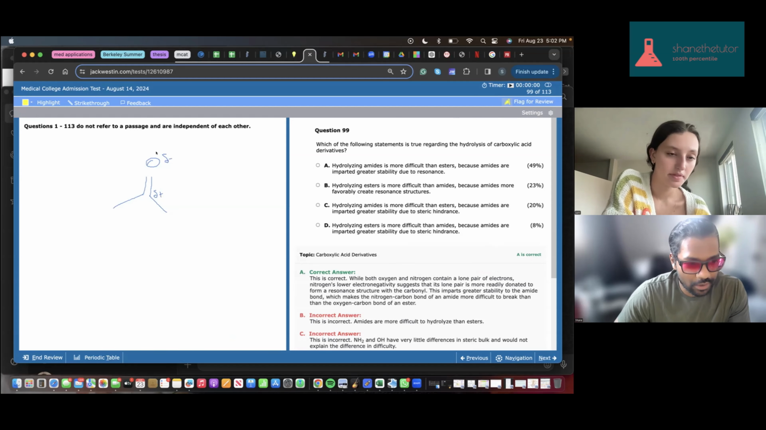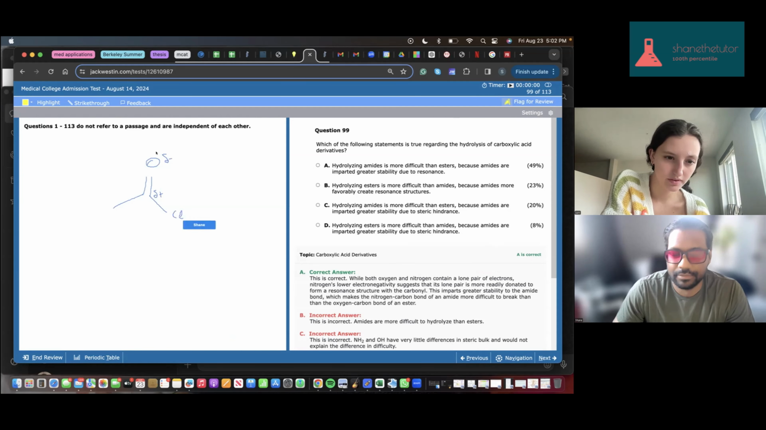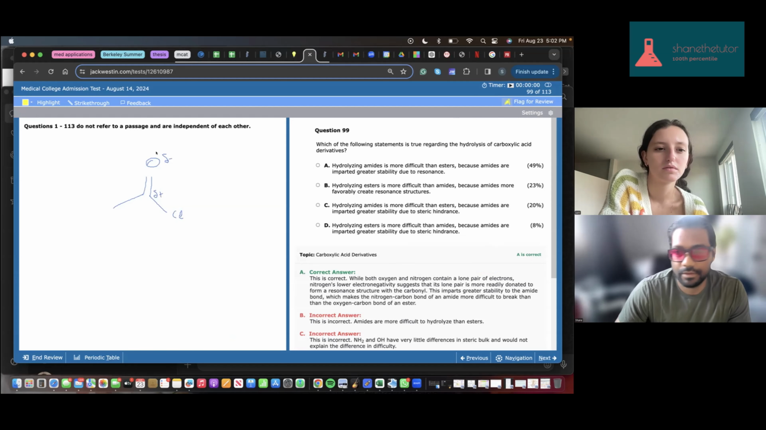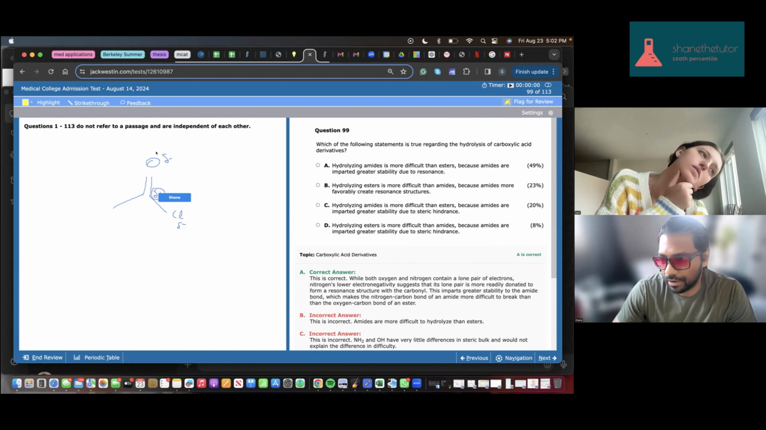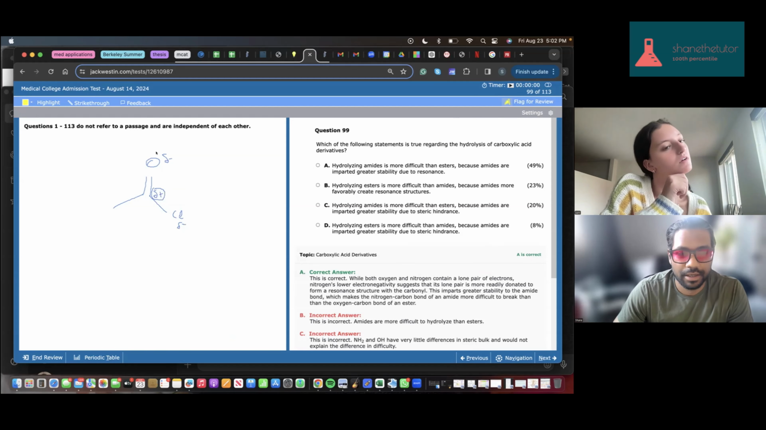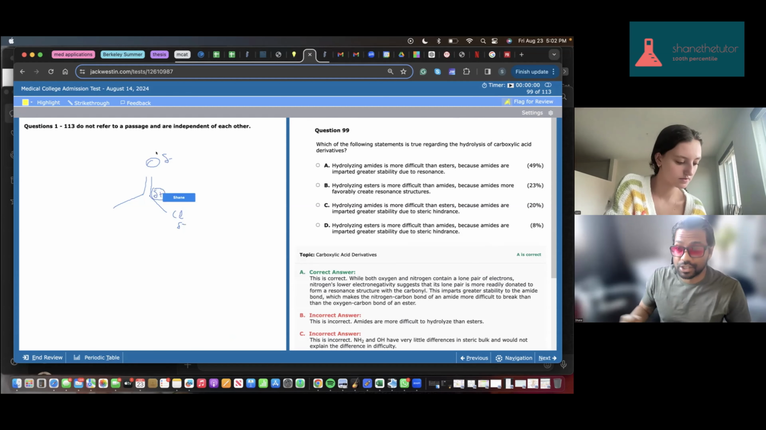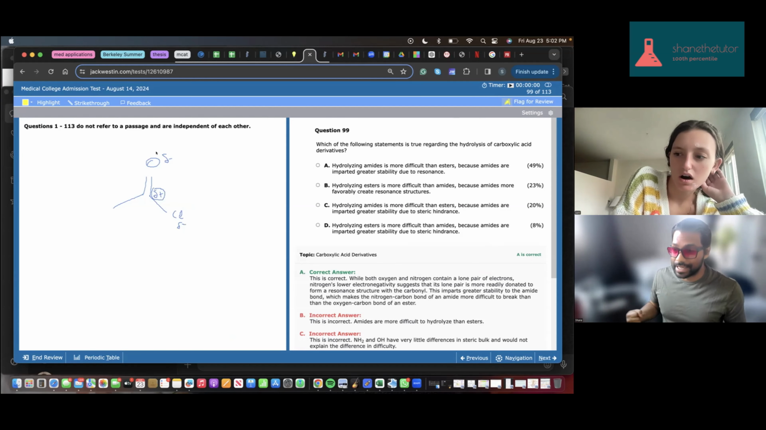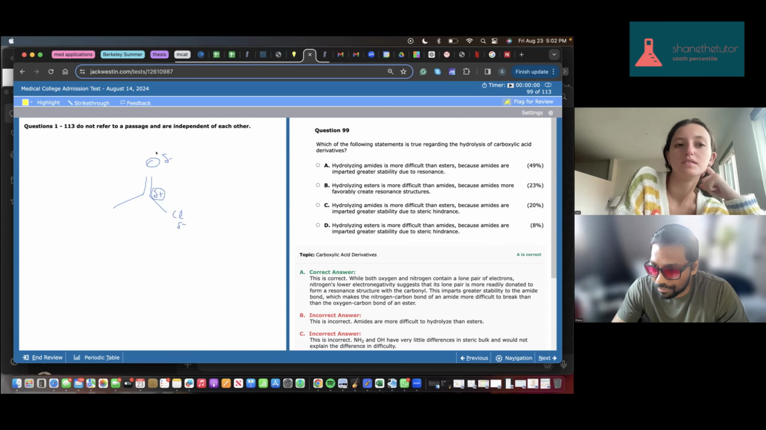Now let's say we have a chlorine here, which is also electronegative. So that would also have a partial negative, and it would also take from the carbon. It makes this carbon have even more of a partial positive charge. And since we're taking so much electron density from the carbon, it's not going to want to exist like that.